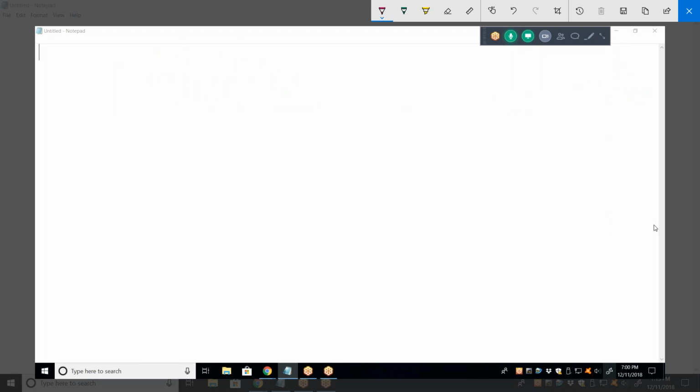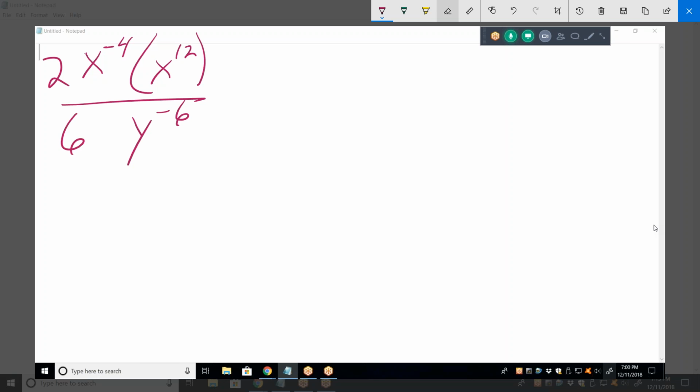What else? The next one just wants us to simplify the expression. It's x to the negative 4th times x to the 12th over y to the negative 6th. These you always just take one variable at a time. If there's numbers involved, like a 2 and a 6, you do the numbers first. In other words, if I had a 2 and a 6 there, I would change it to 1 over 3. So next we're going to take the x variable.